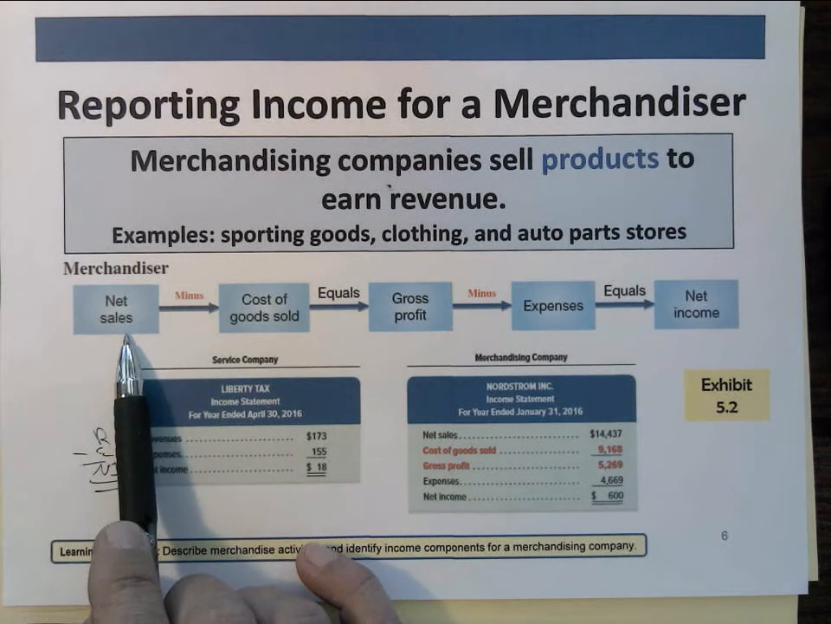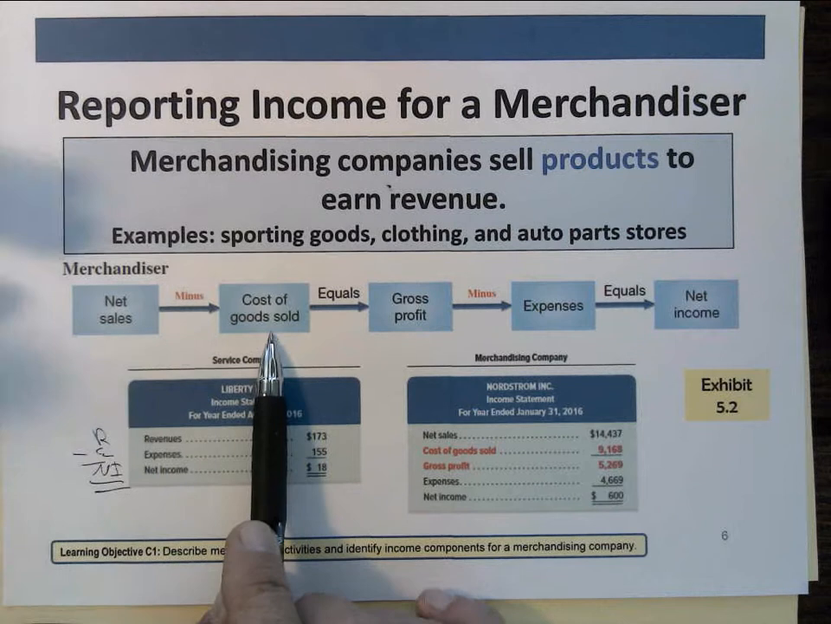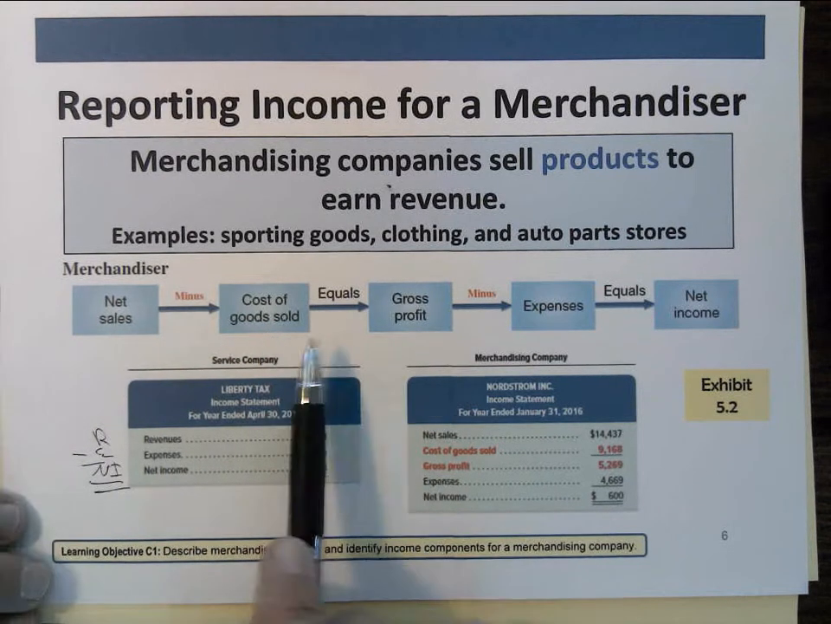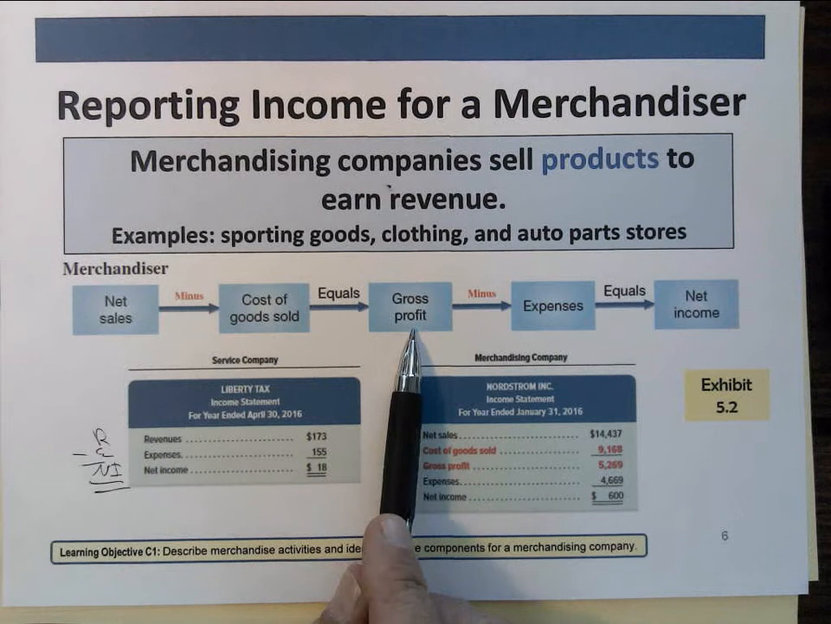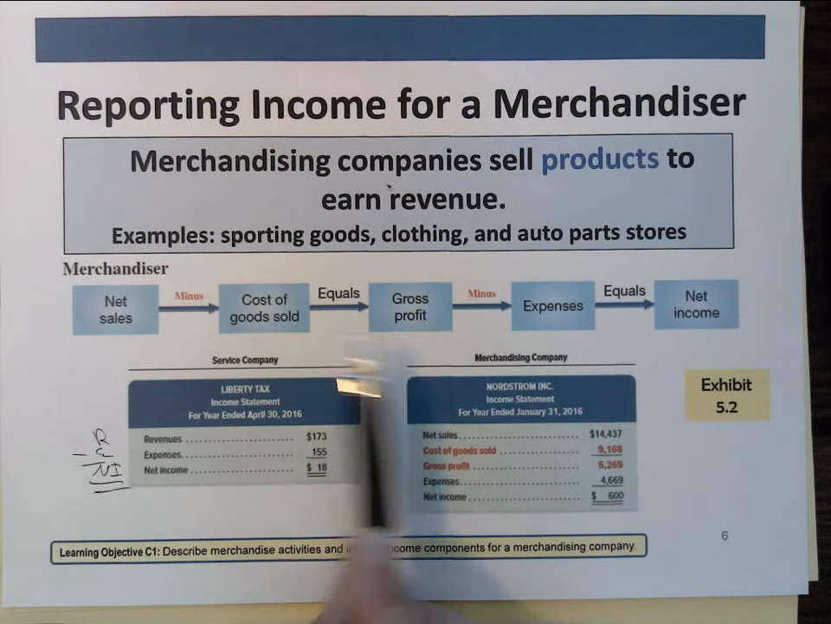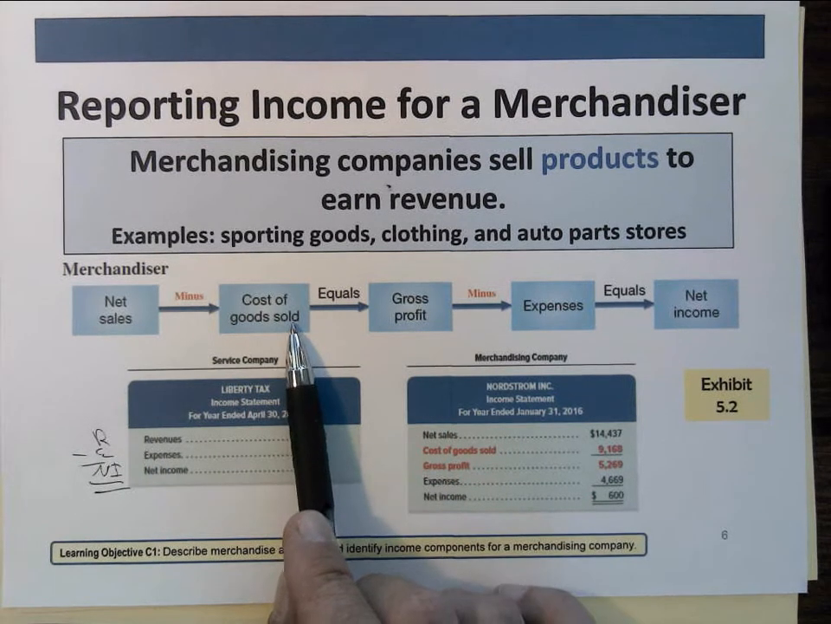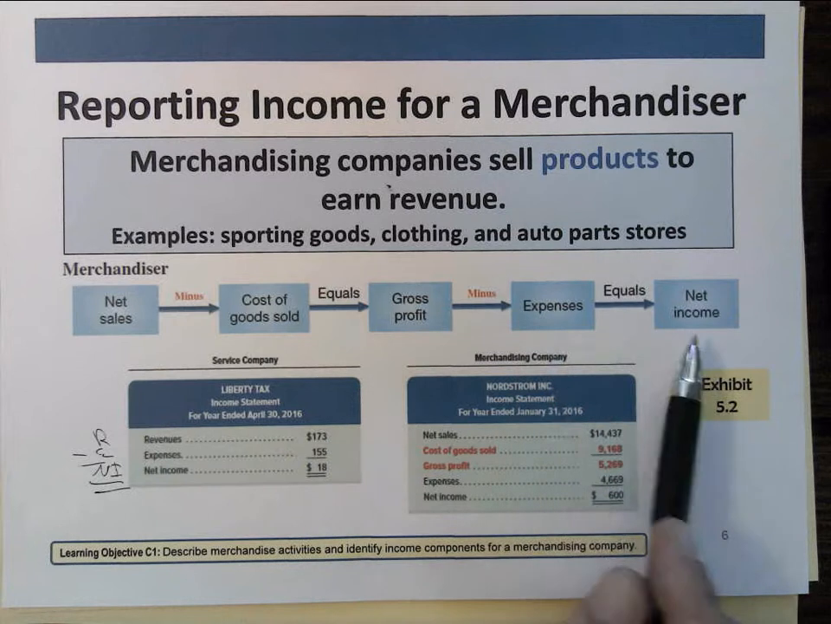Sales, that's our revenue account in the merchandising setting. Cost of goods sold is the expense that deals with inventory. We're going to talk about that, and we subtract those two and we come to gross profit, which is how much you've made after you've covered the cost of your inventory. Less expenses gives us net income.